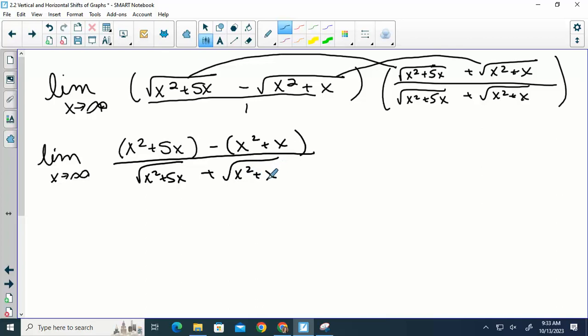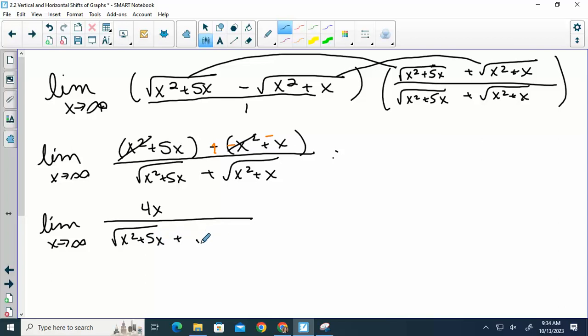What do we have to do here? We'll always have a negative here, so we have to distribute. So we get the limit, we approach infinity. x squared and a negative x squared cancel. 5x minus x is 4x over this. What is the highest power of x that we see? We have an x squared under a square root, and the square root of x squared is the same as x.